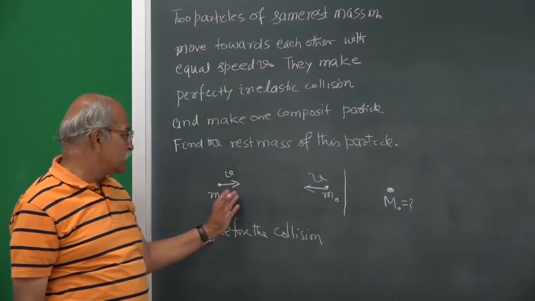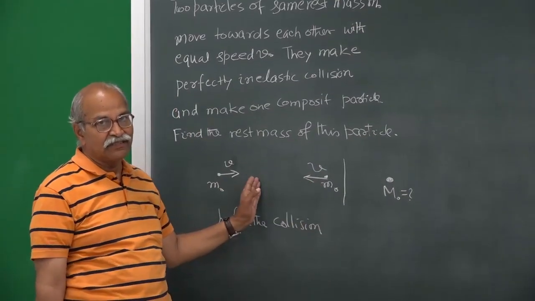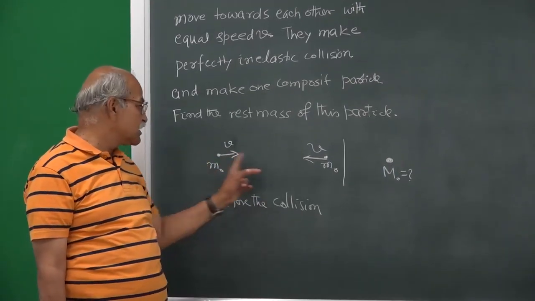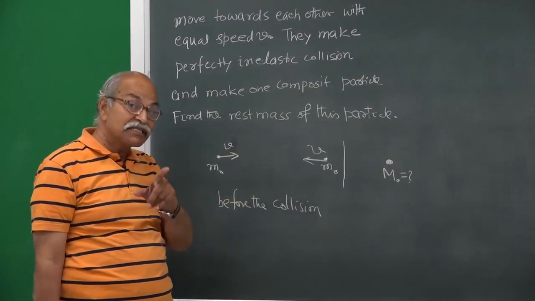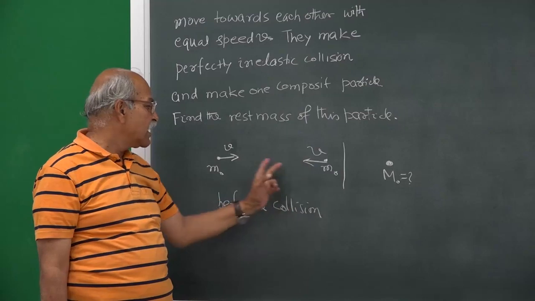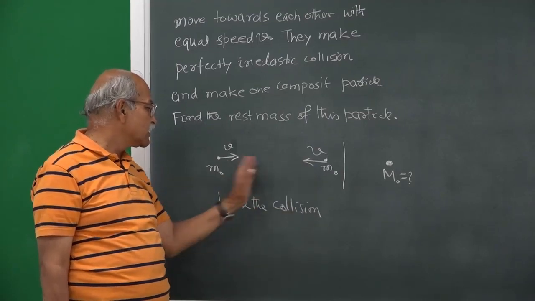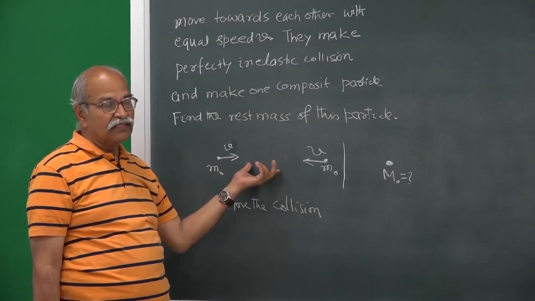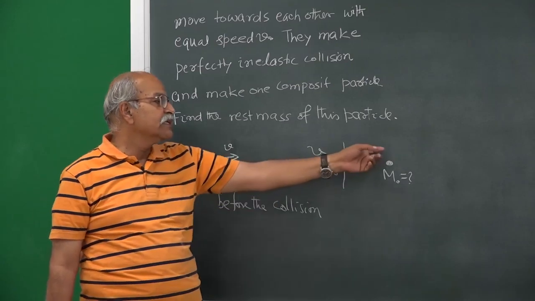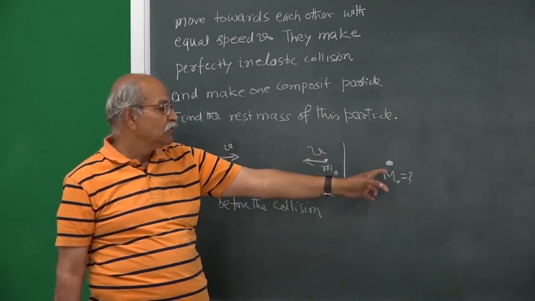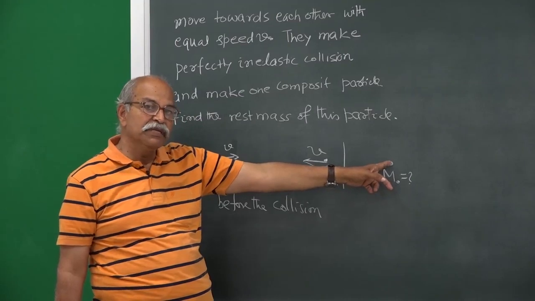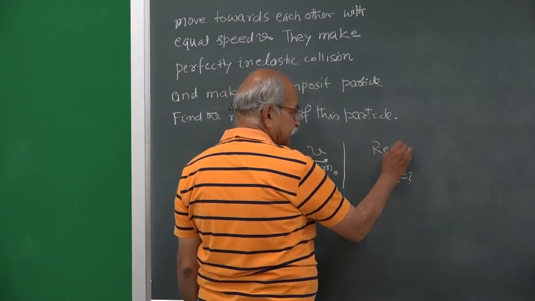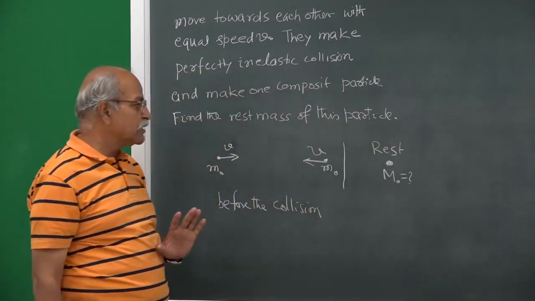Now, the first thing is that the linear momentum is 0 here. Linear momentum is m0 into v into gamma. Since m0 is the same and v is the same, gamma is the same, and the linear momentum has the same magnitude, and since they are opposite in direction, the total linear momentum is 0. So after the collision also the total linear momentum should be 0, and now you have only one particle, and therefore its speed should be 0, it must be at rest. That comes from the linear momentum conservation.